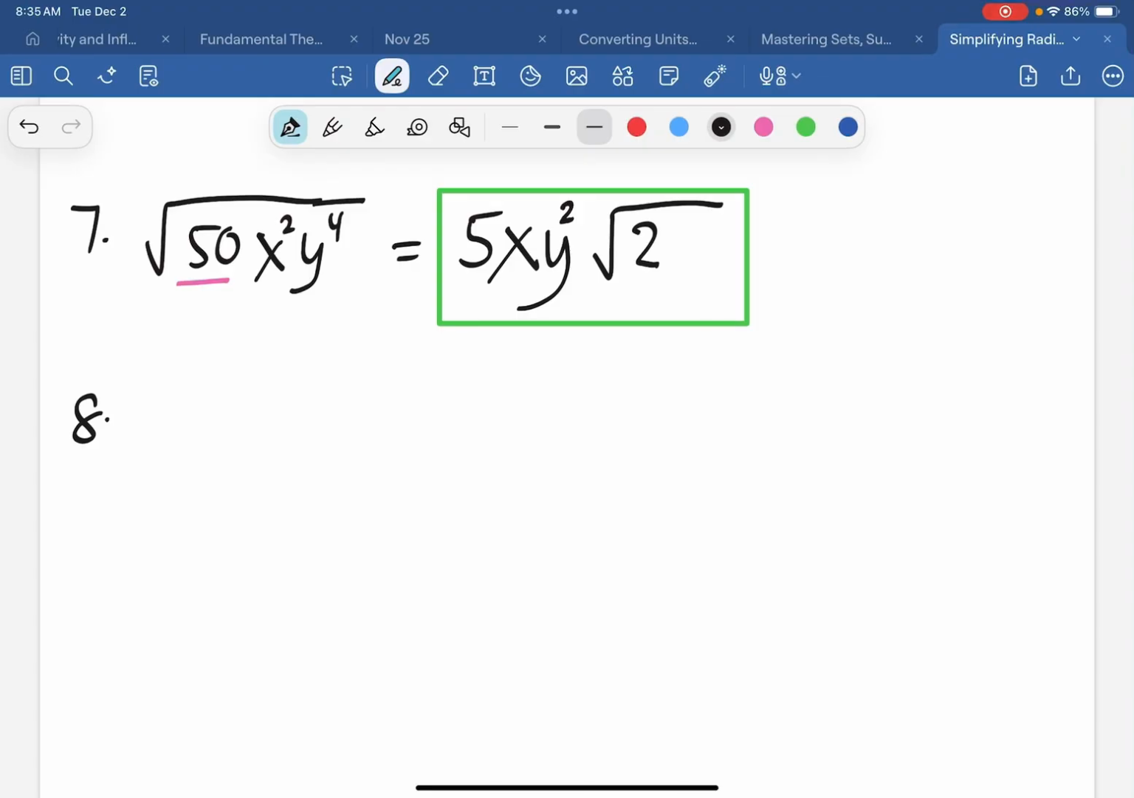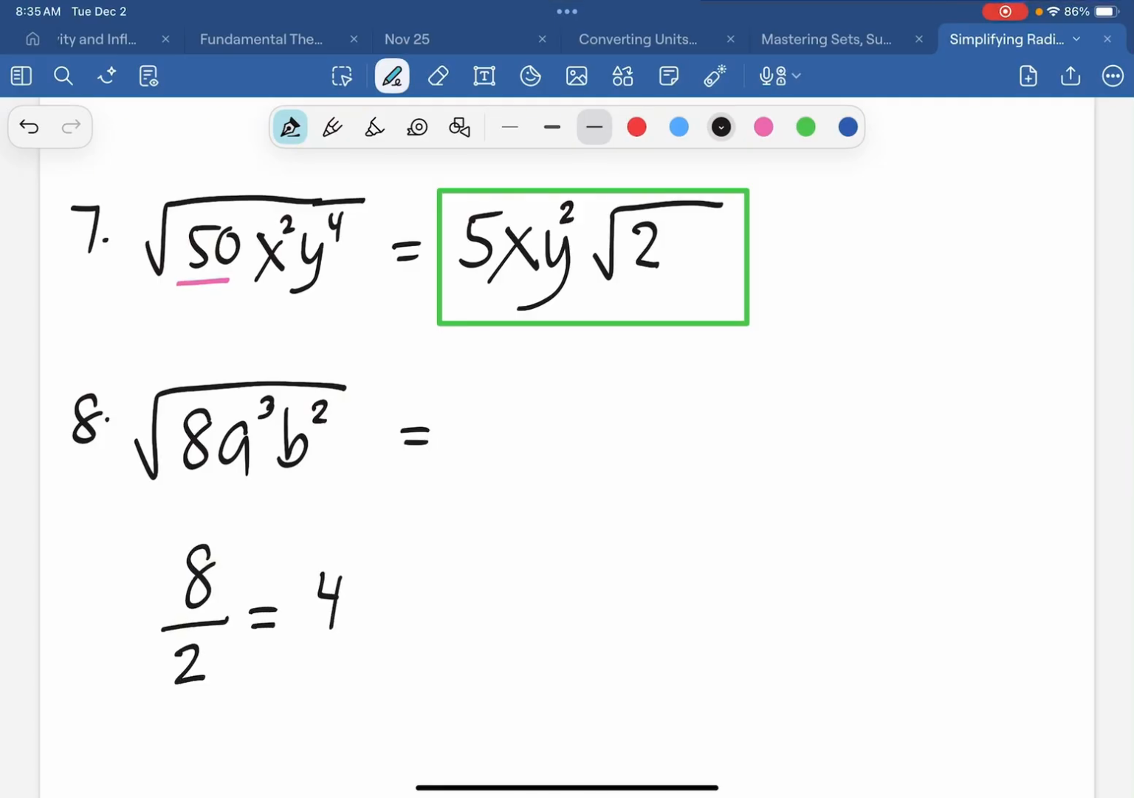Let's have the next example. Here, we have the square root of 8a cubed b squared. Now for 8, let's try to divide this by 2. The answer for this would be 4, which is a perfect square. So we get to have this inside: 4 times 2a cubed b squared.